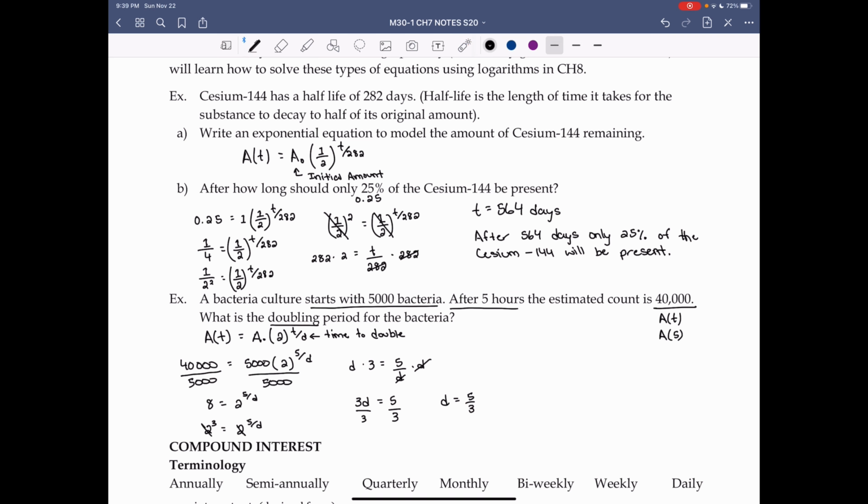Then we can say the doubling period for the bacteria is 5/3 of an hour.